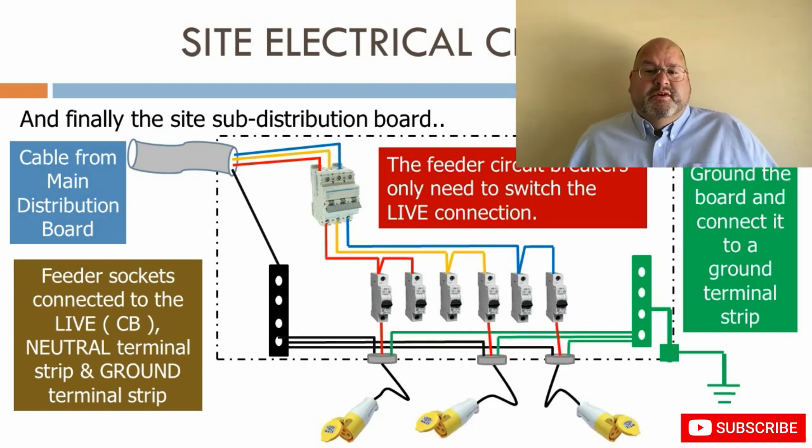The main difference between this board and the main distribution board are the connections to the neutral and ground terminal strips. These are required as we are now supplying single-phase supplies to the sockets. When installing the neutral and ground terminal strips, make sure that there are plenty of spare terminals for future cables, and never connect the neutral and ground systems together.